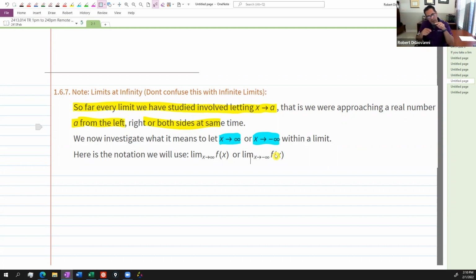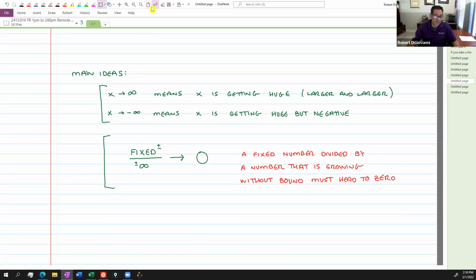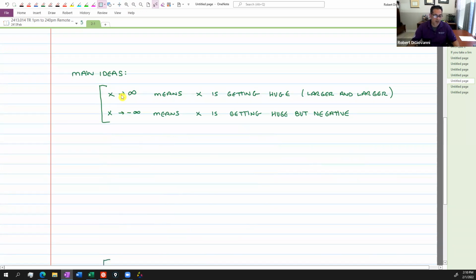So when we say x with an arrow pointing to infinity, we're saying what happens as x gets bigger and bigger and bigger. And x with an arrow pointing to negative infinity means what happens when x gets bigger and bigger, but negative. So that's the first main idea of this second part of the section: x going to infinity means x is getting huge, larger and larger, positive, and x going to negative infinity means x is getting really big, huge, but negative. I like to think about it this way, like an x-axis.